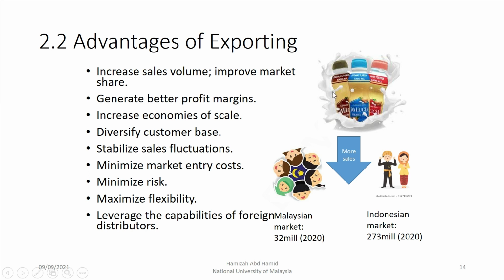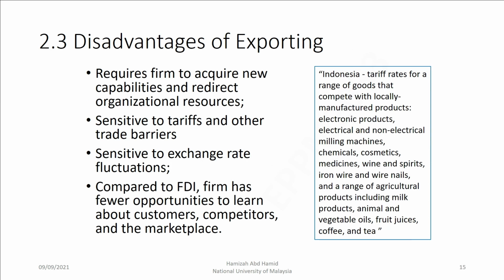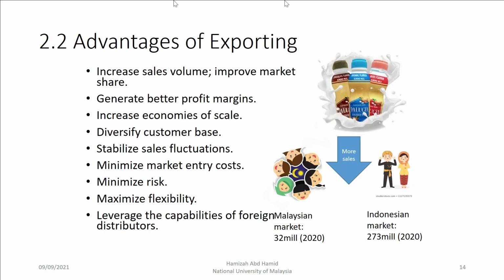Saya bagi contoh di sini, ada sebuah company di Malaysia yang menghasilkan susu badam. Kalau nak jual dekat Malaysia, penerimaan susu alternatif dekat Malaysia ni tak berapa memberangsangkan lagi. Katakanlah dalam 32 million orang Malaysia ni, berapa persen je yang berminat? Oleh itu, share pasaran adalah rendah. But if they sell to the Indonesian market, 1% from 273 million people is much higher than 1% of 32 million. So, exporting ni lebih kepada volume. So, you can see here, sales volume, you get market share, you get better profit margins.